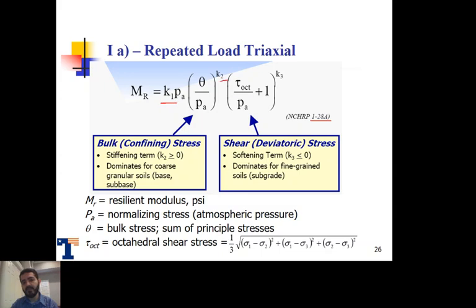K1, K2, K3 are again coefficients we get from regression analysis, but what's more important are the other factors. PA, for example, is the normalizing stress, which is atmospheric pressure.